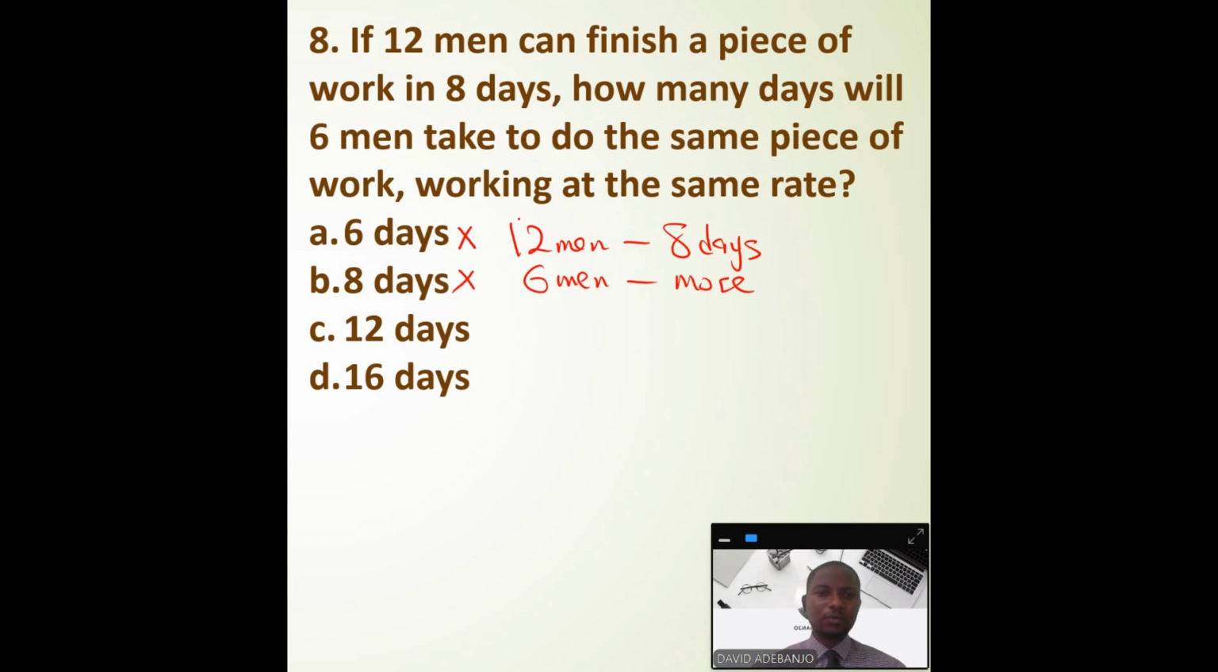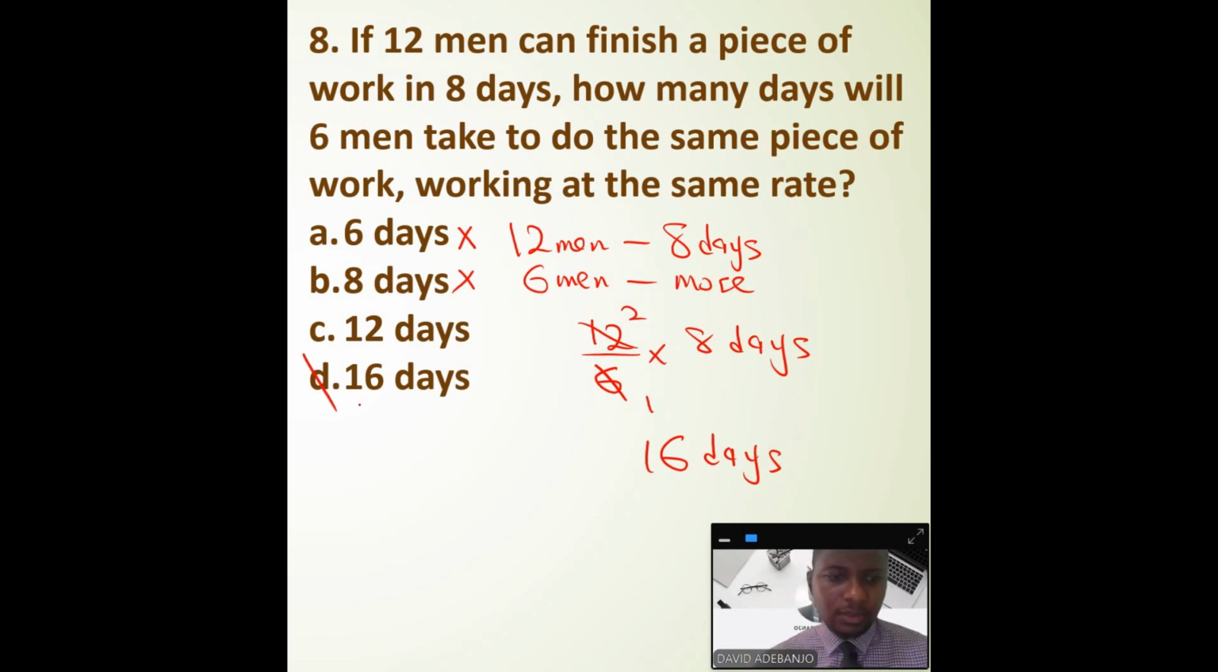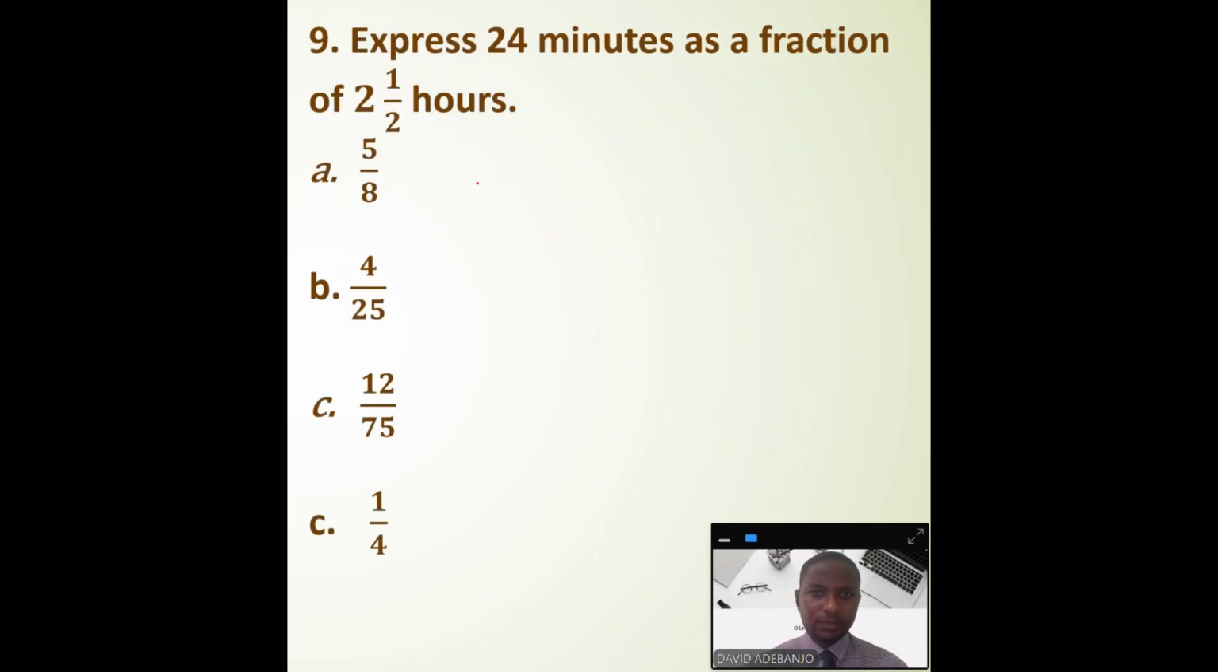So more. Between 12 and 6, the more is 12, the less is 6, times 8 days. 6 here 1, 6 here 2. When you multiply, you have 16 days. So your answer is what? D. Moving on to question 9.